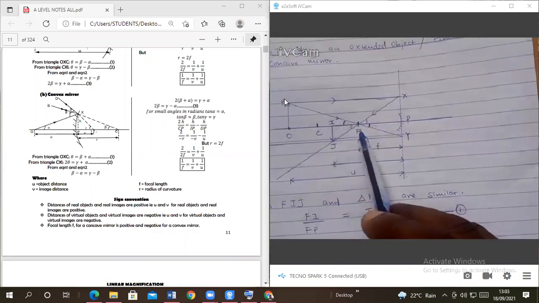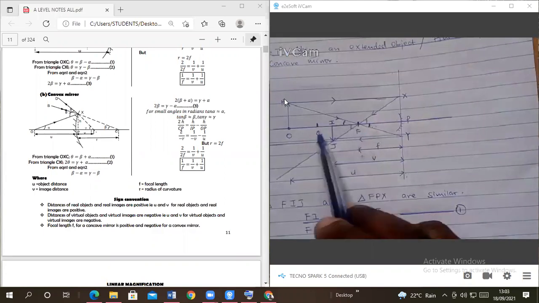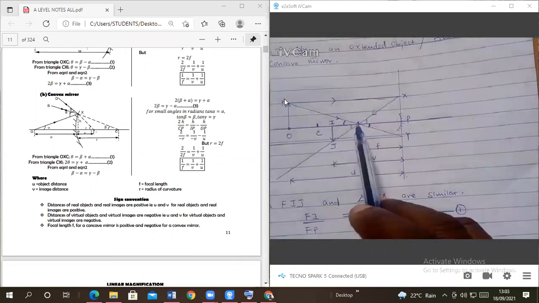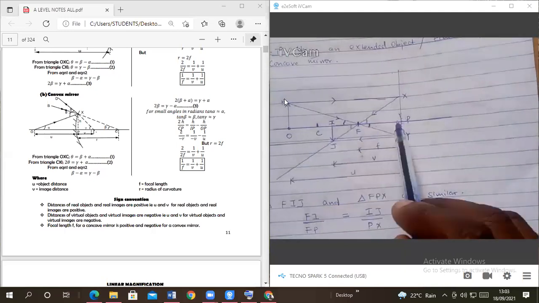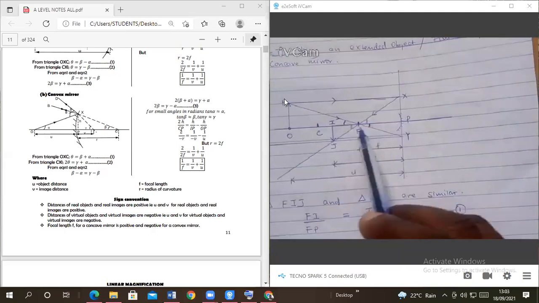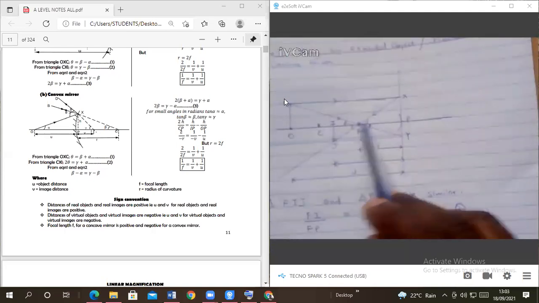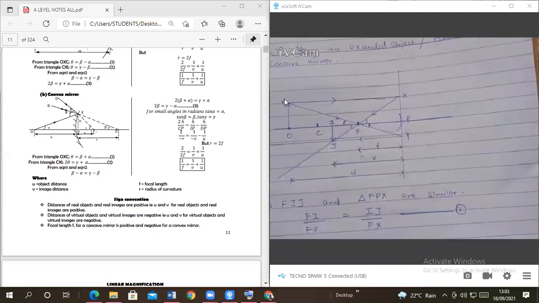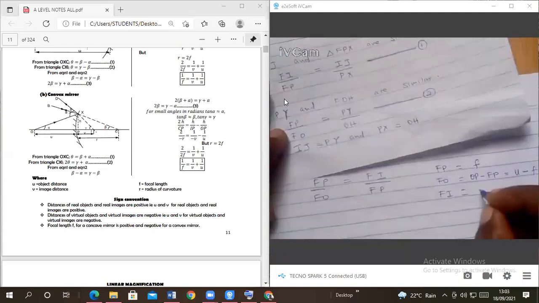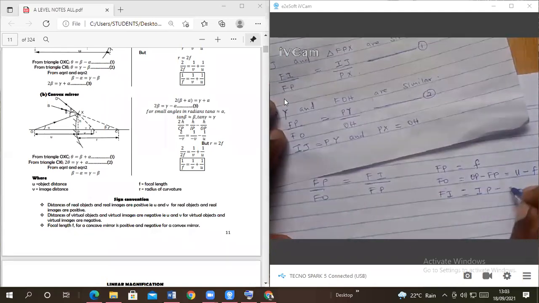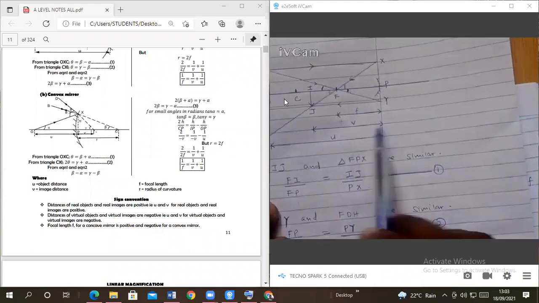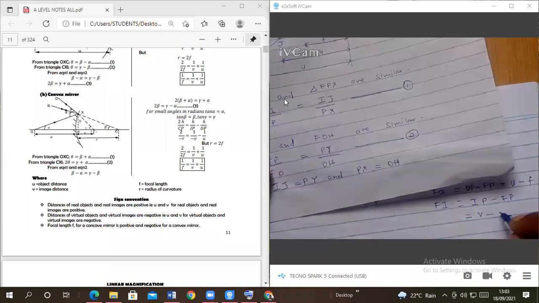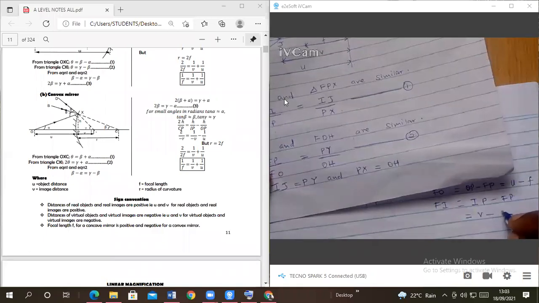So how do you get Fi? To get Fi, this distance here, Fi, I must get Ip minus Fp. Are you seeing that? Fi is Ip minus Fp. And Ip is the image distance, which is V, minus Fp, which is also F.